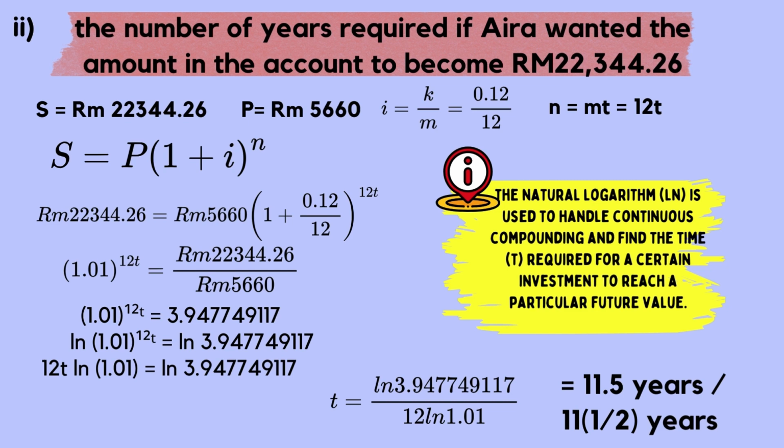So we will use the natural logarithm or ln to find the t required for a certain investment to reach a particular future value. ln open bracket 1.01, close bracket, power of 12t equals to ln 3.9477, and t equals to ln 3.9477 divided by 12 ln 1.01. Then we get the answer for t, which is 11.5 years or 11 and a half years.